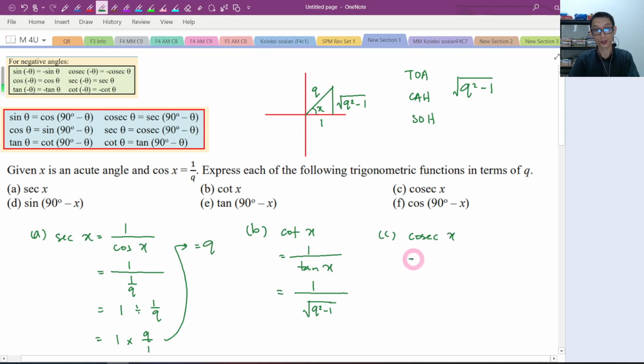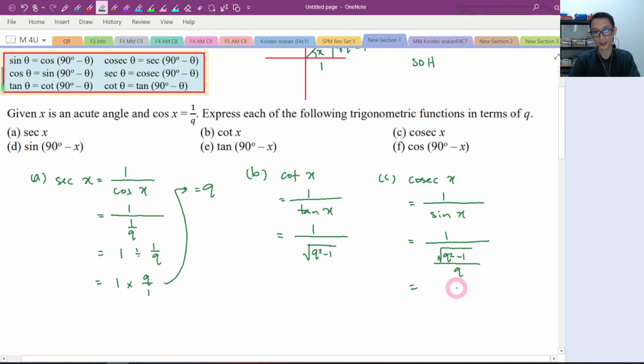Cosecant x. Cosecant is 1 over sine. 1 over sine. Opposite divided by hypotenuse. Opposite is square root of q square minus 1, divided by hypotenuse. 1 divided by this is actually equal to q over square root of q square minus 1. Okay, this is the answer for part C.